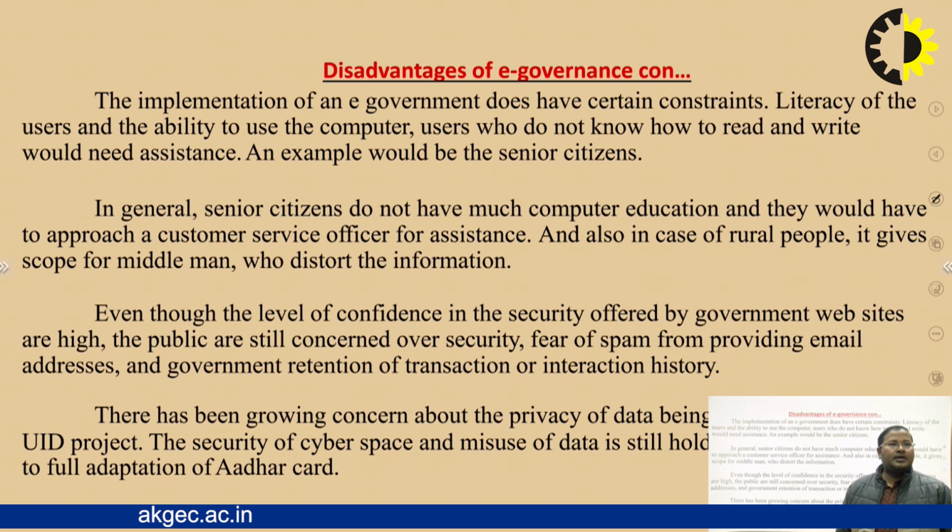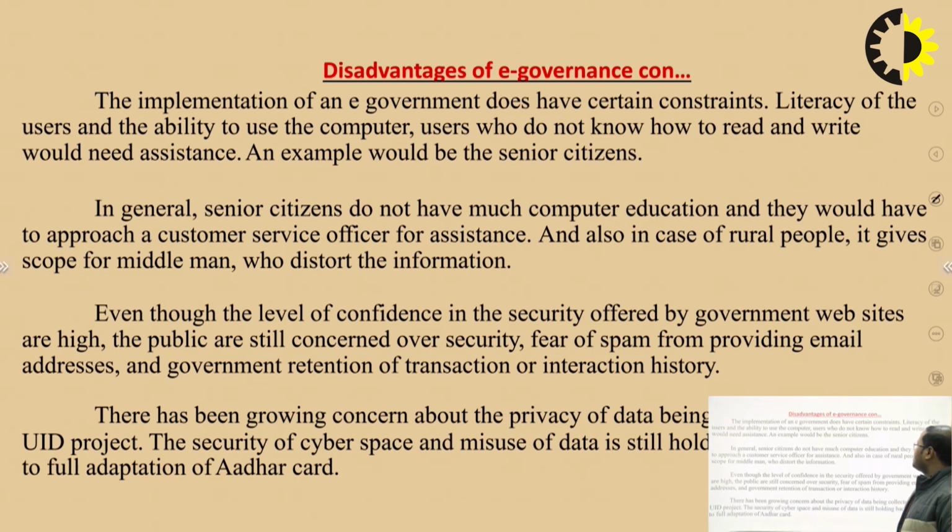The implementation of e-governance does have certain constraints. Literacy of the users and the ability to use the computer. Users who do not know how to read and write would need assistance. They need help. They need training. An example would be the senior citizen who will refuse to use the computer system. In general, senior citizens do not have much computer education and they would have to approach a customer service office for assistance. And also in the case of rural people, it gives scope for middlemen who distort the information. In rural areas, there is a problem of internet, there is a problem of availability of computers, and illiterate people are not using computers, so there are lots of problems created while using e-governance services.